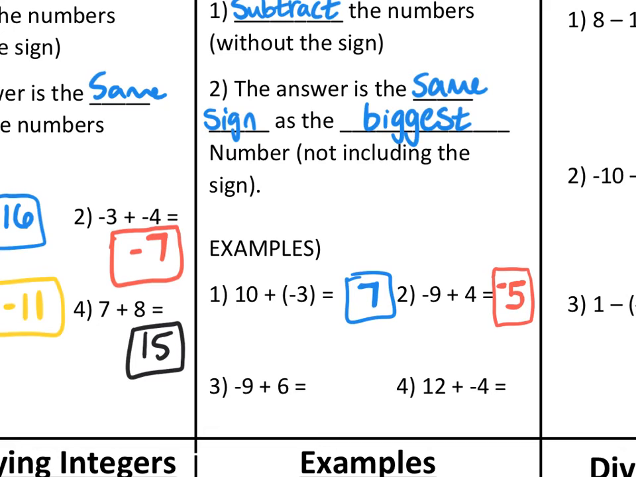All right. Then again, you have a negative 9 and a positive 6. What number am I going to write down? Negative 3. I'm going to write 3, and it is going to be negative. Okay? And then the last one, positive 12, negative 4. 8 positive. You are correct.